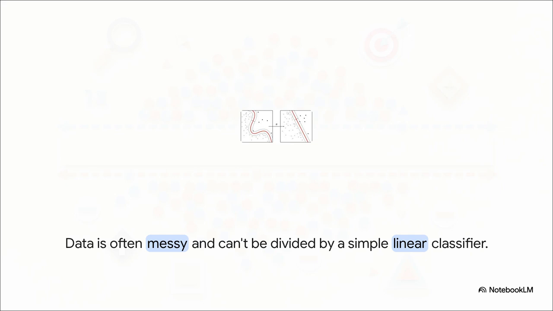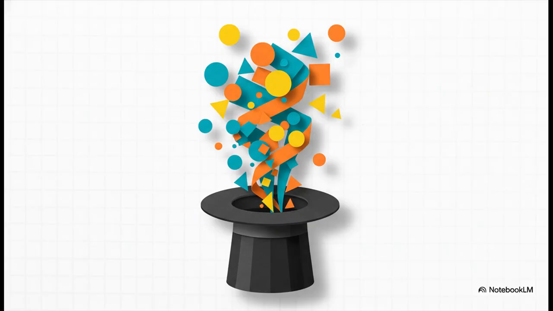You might even have one group of data completely surrounded by another. Yeah, good luck trying to draw a straight line through that. A simple linear classifier would just give up. But an SVM has a secret weapon. And that secret weapon has a name. It's called the kernel trick.